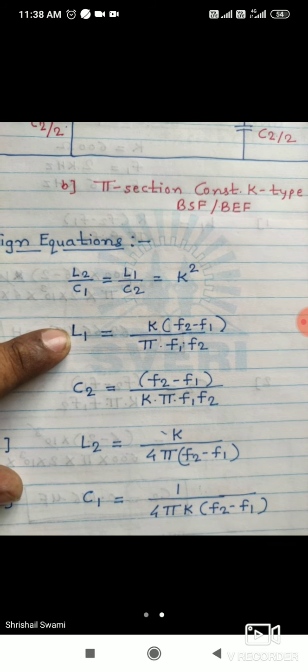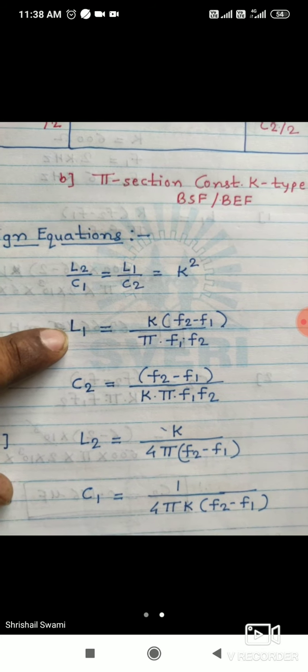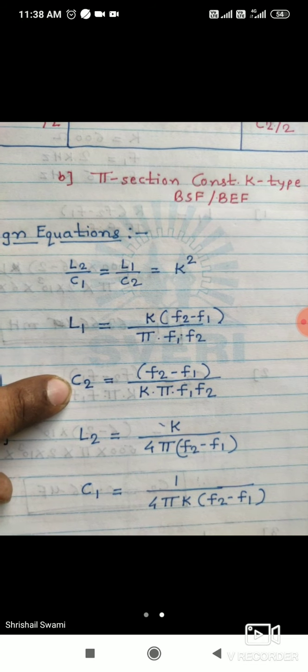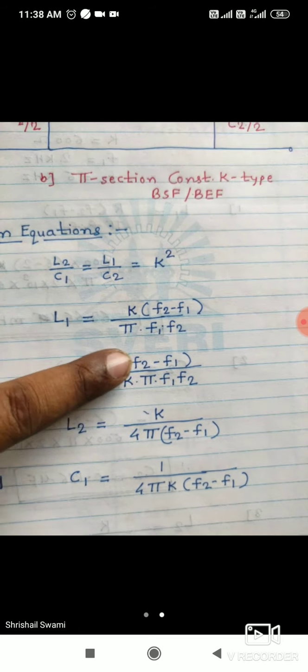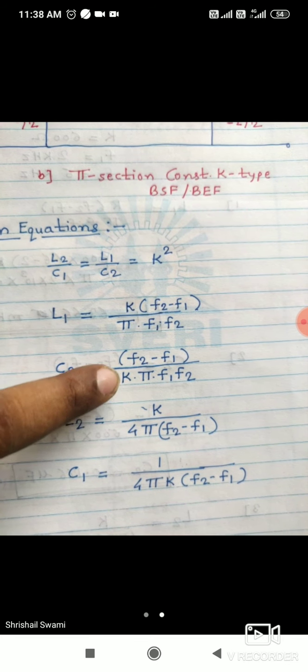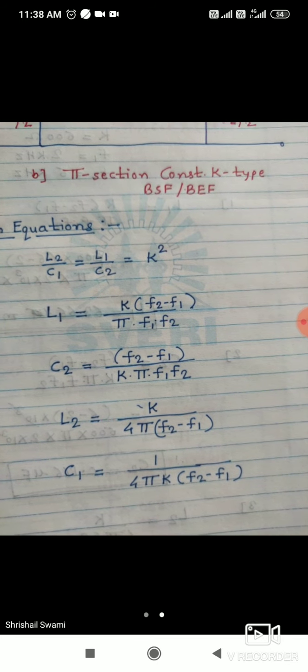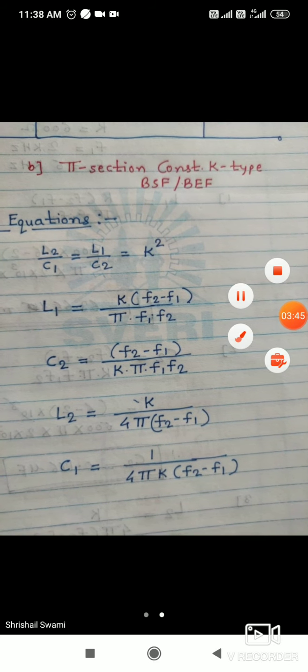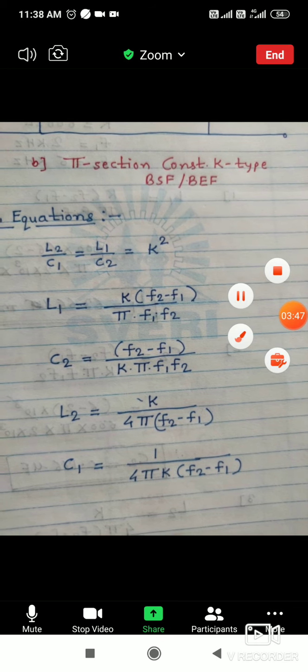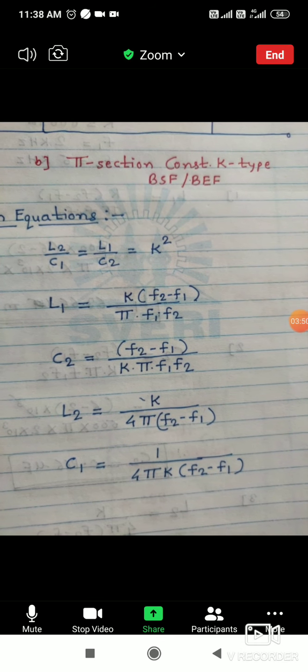So if you get L1 from this formula, from L1 you can write the formula of C2, because L1 and C2 have a relation. C2 is just K taken in the denominator. So C2 is equal to F2 minus F1 divided by K into pi into F1 into F2.